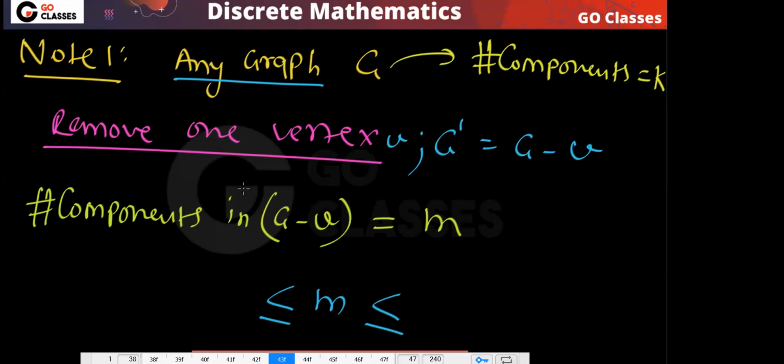See, the number of components can decrease only by 1. The number of components can decrease, right? When will this happen? When will the number of components decrease? When you have an isolated vertex.